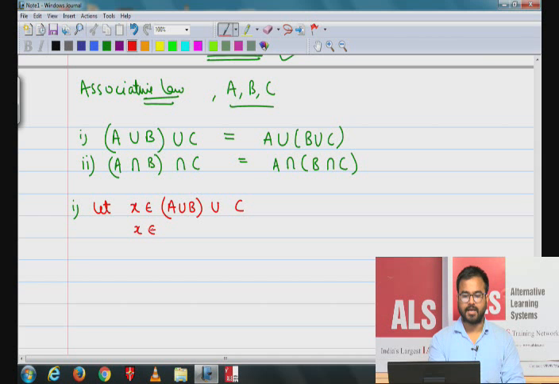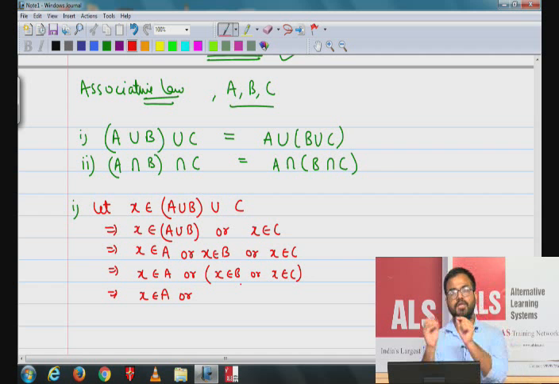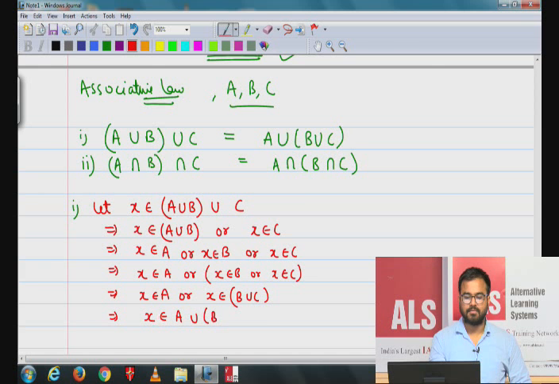So we can say it implies X belongs to A union B or X belongs to C. We can also open X belongs to A union B: X belongs to A or X belongs to B, or X belongs to C. We can write it like this: X belongs to A or, keeping this in bracket, X belongs to B or X belongs to C. Now X belongs to B or X belongs to C, since we have taken that in the complete bracket, we can write this as X belongs to B union C, and now from these we can say X belongs to A union B union C.